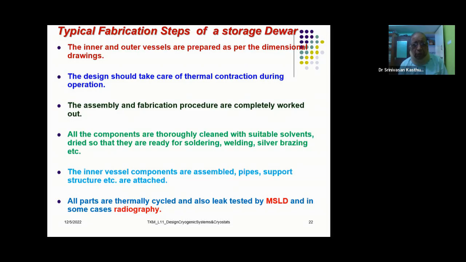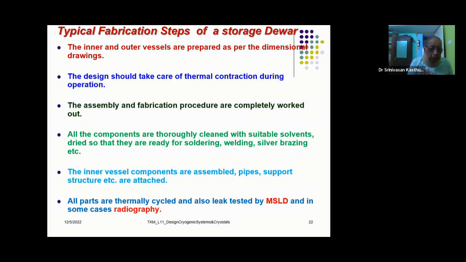First of all, in a storage dewar, you have an inner vessel and an outer vessel. Now you must prepare a proper drawing for the inner vessel as well as the outer vessel as per the dimensions which are required. Let's say a 100-liter dewar: that means the inner vessel should have a minimum of 100 liters capacity, and additionally you will have some ullage volume, etc. It will be surrounded by an outer vessel, and there has to be an appropriate gap for using the insulations. All those details will be involved.